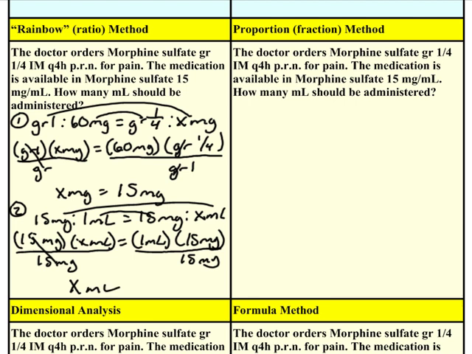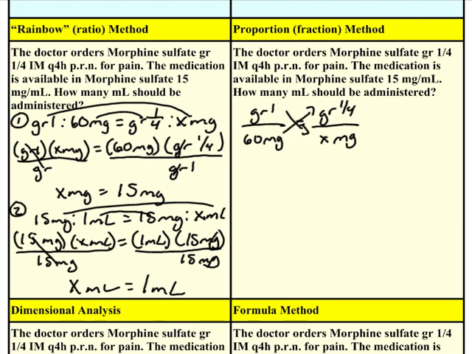And as you can see, we will deliver 1 ml. Another way to do this operation is using the fraction method or the proportion method. Again, because the doctor ordered grain 1/4 and the supply is available in milligrams, we need to convert grain 1/4 into milligrams. We can do this because we know that grain 1 is equivalent to 60 milligrams. We then can calculate that grain 1/4 and figure out the number of milligrams that that's equal to.